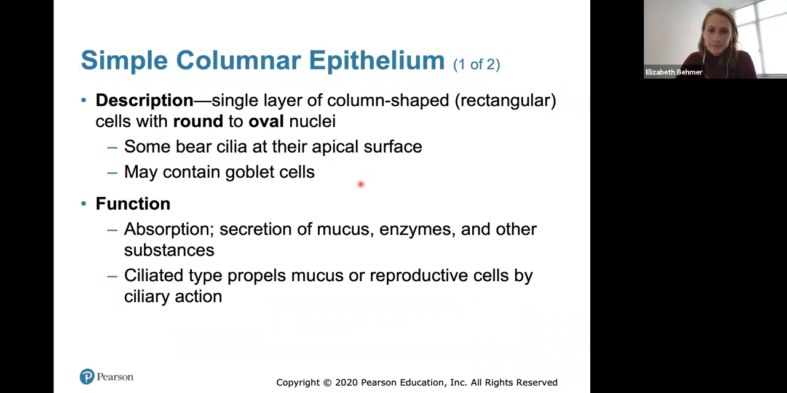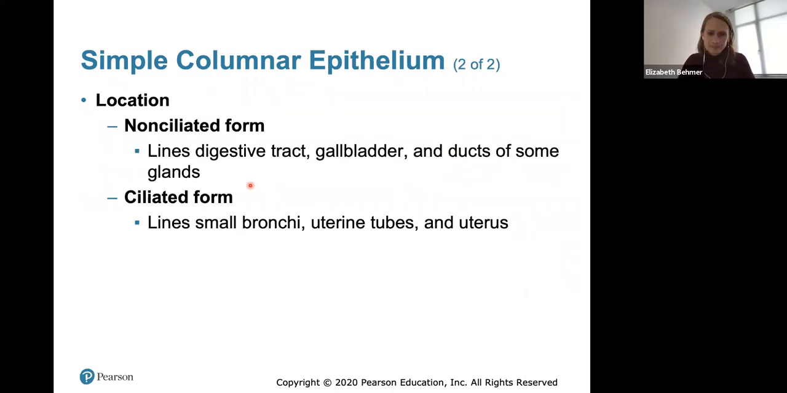Simple columnar is a single layer of column-shaped cells with round to oval nuclei. Some may bear cilia at their apical or exposed surface. They may contain goblet cells, which secrete mucus. So this type of epithelial tissue functions in absorption, secretion of mucus, enzymes, and other substances. And the ciliated type propels mucus or reproductive cells by ciliary action.